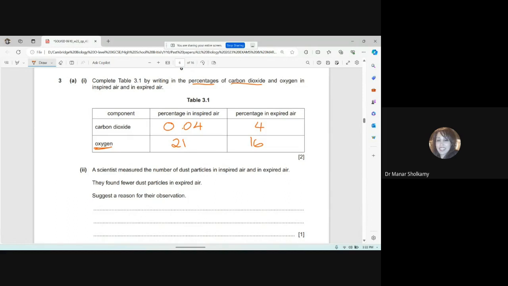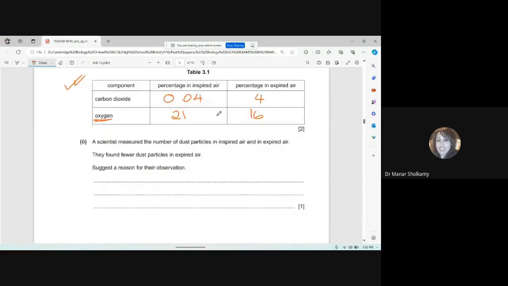A scientist measured the number of dust particles in inspired air and in expired air, and they found less dust particles in the air going out. Suggest a reason. Why is there less dust when you expire? Come on. It gets stuck in the trachea? Okay, why? I just gave you the answer. Now, why does it get stuck?